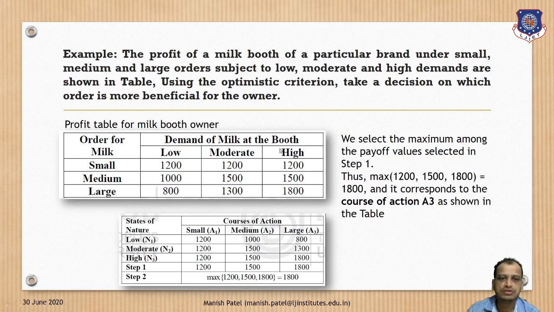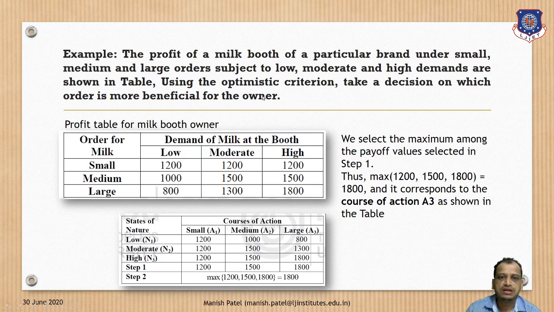The demand for the milk, with the categories low, moderate and high, is given, right? And the order of the milk, small, medium and large, is also given. Here the order is given and here the demand is given. Clear?